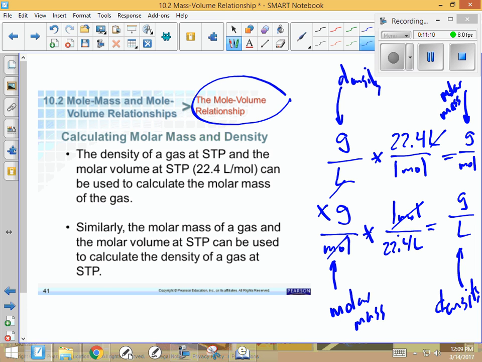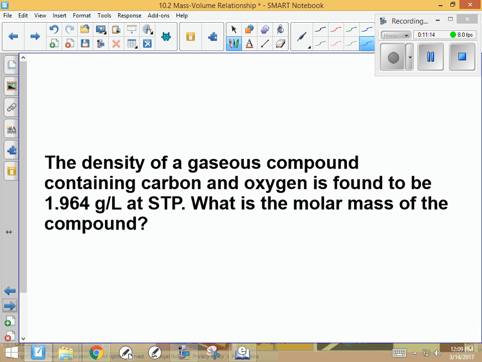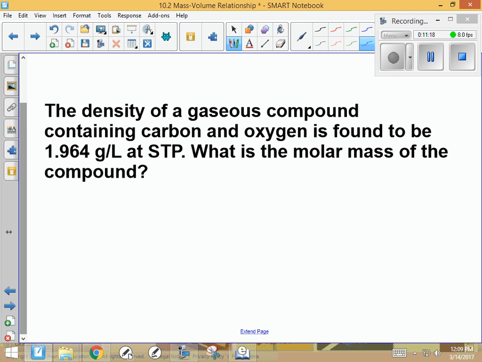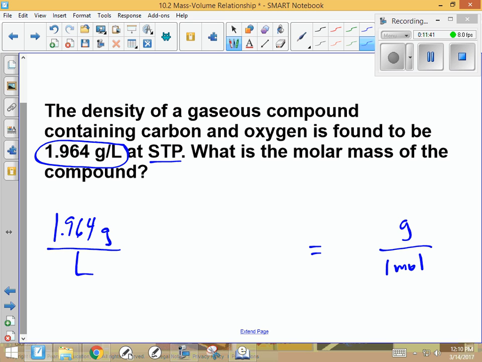Okay? And to do that, here's an example. The density of a gaseous compound containing carbon and oxygen is found to be 1.964. That's a density right there, grams per liter. That's under standard temperature and pressure. If I take that density, 1.964 grams over liters, and I want to find the molar mass, I know that molar mass units are grams per 1 mole. I can multiply my density by 22.4 liters per 1 mole. Now my liters cancel, and if I multiply 1.964 grams times 22.4, I will get the molar mass of this compound.